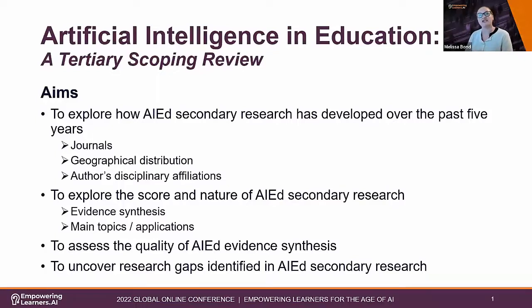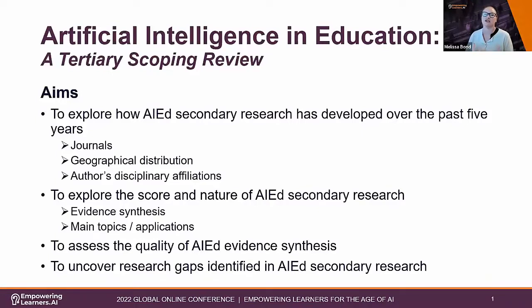Given the proliferation of evidence synthesis, secondary research, so things like systematic reviews and meta-analyses that have been published more and more, particularly in the last 5 years, we decided that in order to gain more of an understanding, we needed to look at it more broadly. So we're doing a tertiary scoping review, which is basically a review of reviews, or a meta review if you like. And we're seeking really to explore how the research has developed over the past 5 years.